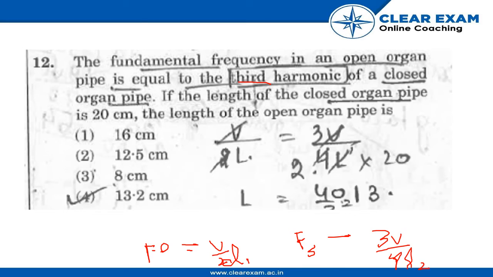So now it is given that F0 is equals to F3 in the question. So by equating both of the values, we will be able to get the value of L1, which would be equal to 13.2 centimeter. So the option 4 is the correct option for this question.